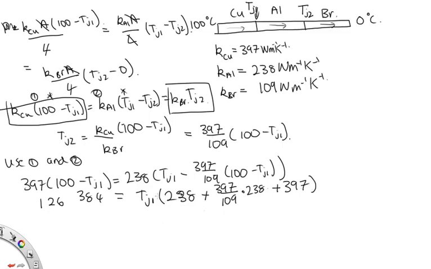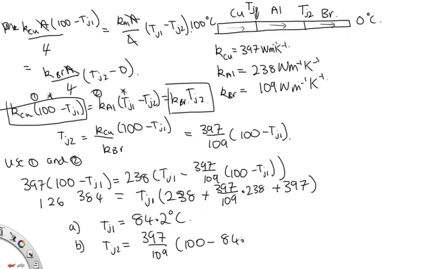So solving, we can divide this through by this, and we end up with TJ1 is equal to 84.2 degrees C. Okay, so this is our answer for A. For part B, we need to find the temperature of junction 2. So TJ2 is equal to, we said up here it was 397 over 109, 100 minus TJ1, which is 84.2. So solving that, we end up with 57.5 degrees C. Okay, so both of these temperatures are between 100 and 0 degrees C, as we'd expect. So this seems like a reasonable answer.